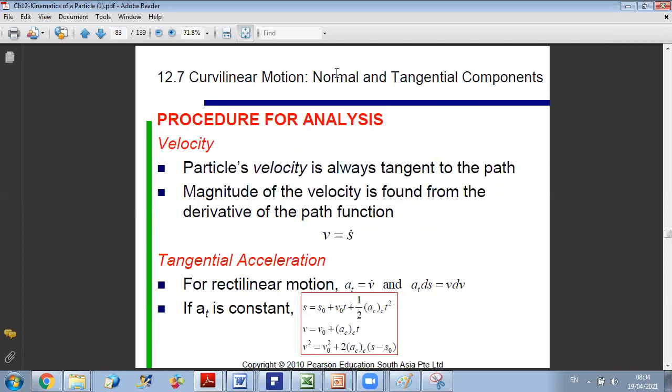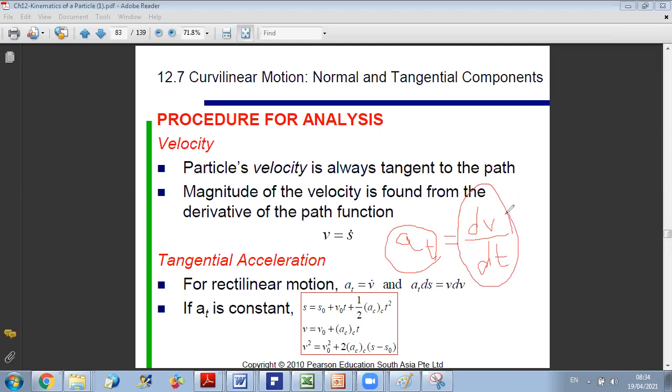And of course, since in curvilinear motion AT is dv by dt, not the total acceleration, pay attention to this. AT is dv by dt, not AN, or not the total acceleration. So in case you have constant AT, you can apply all relations we developed together for constant acceleration. But if you have constant AN, or just constant total acceleration, you cannot apply these relations, because these relations are derived based on dv over dt being constant. And in curvilinear motion, dv by dt is AT.